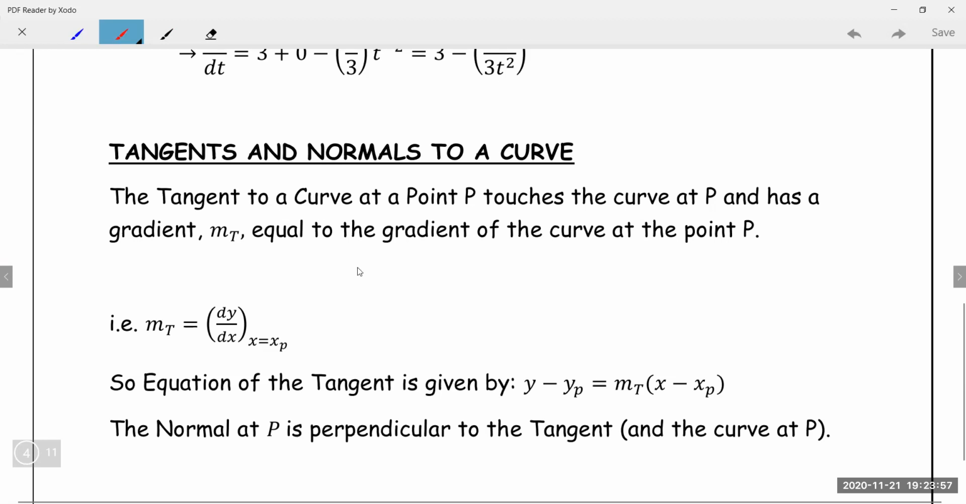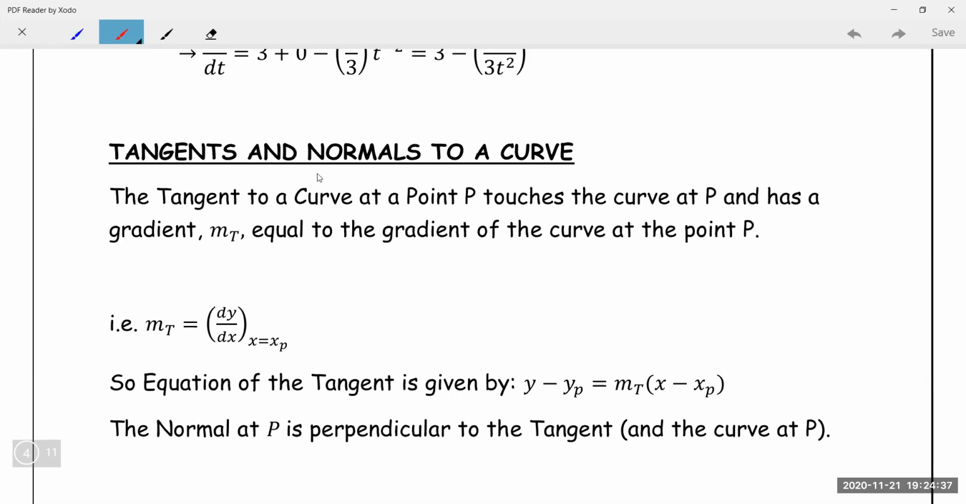All right, now we're looking at tangents and normals to curves. I was wondering whether to come back to this, but I think this is perfectly fine. Oftentimes you're going to find questions that say, given a curve is defined by this, find the equation of the tangent at a point. Now, remember what we said earlier about tangents? What was the first thing we said about tangents earlier?